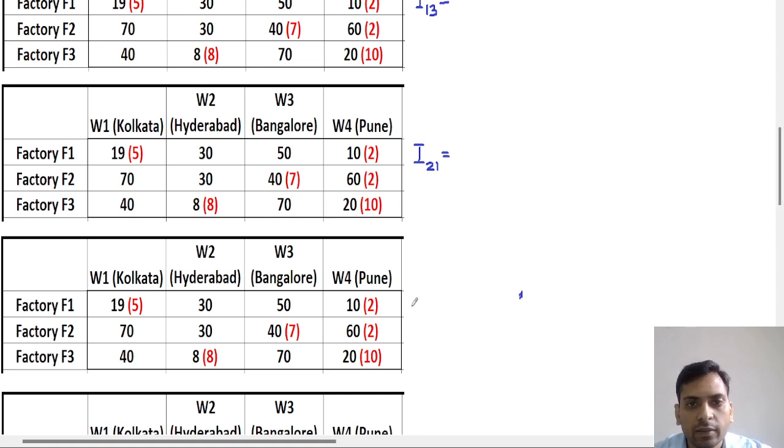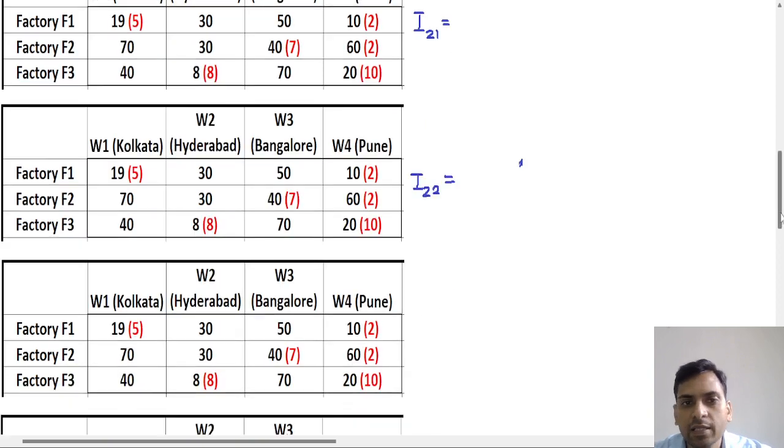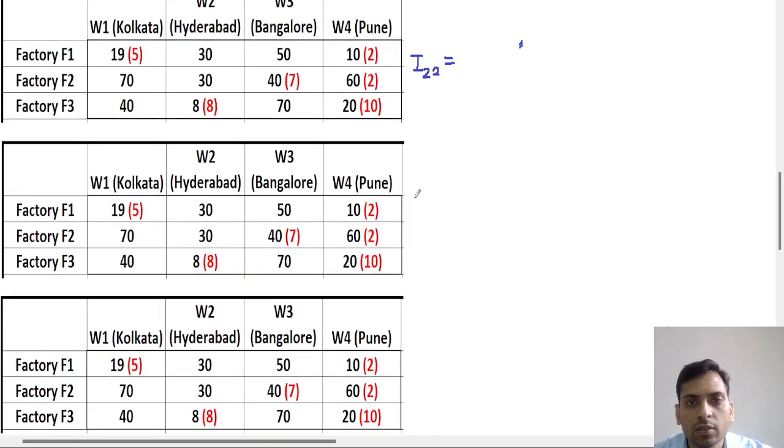and another for this one. So I22, second row, second column. And next the incremental cost for this block, third row, first column. And next the incremental cost for third row, third column.